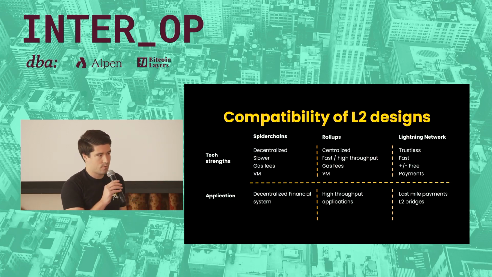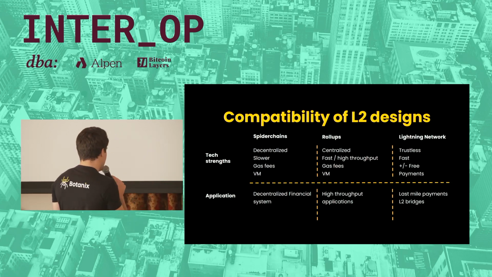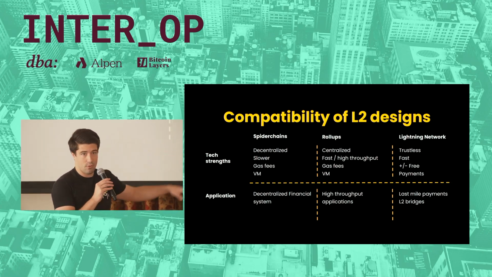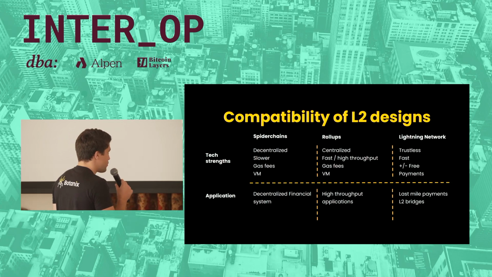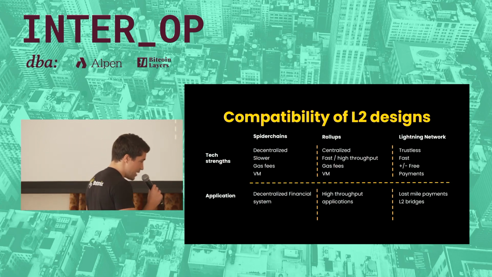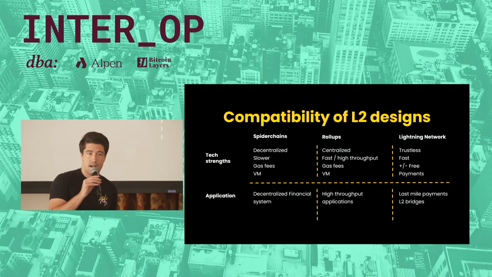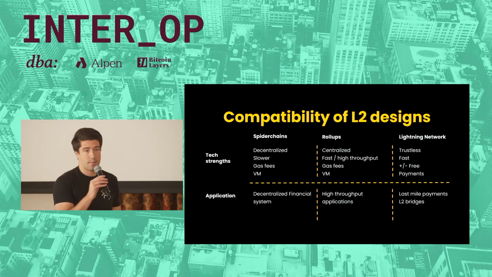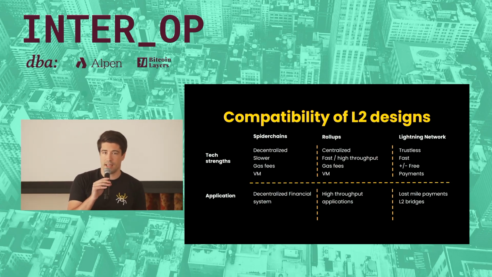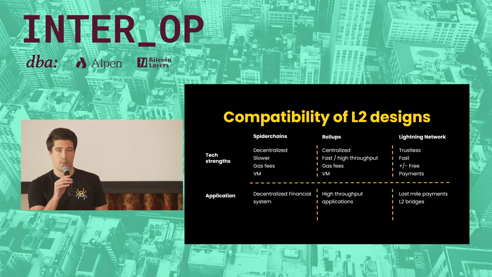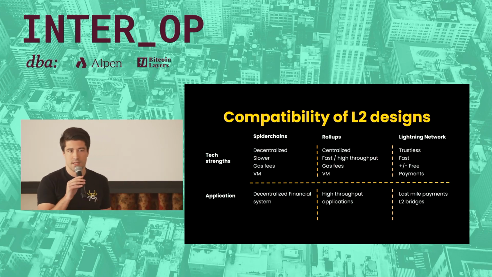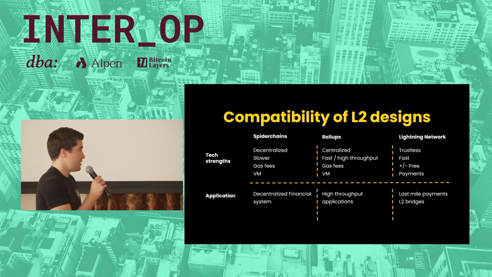What does that mean in terms of the market, in terms of applications? This is my guess, but I think this will play out. The Lightning Network will be the last-mile payments, so basically for merchants and peer-to-peer. Rollups will have high throughput applications. Basically, once you're very centralized, you can go extremely high throughput, like 0.1 second block times. And there's a huge amount of demand for that.